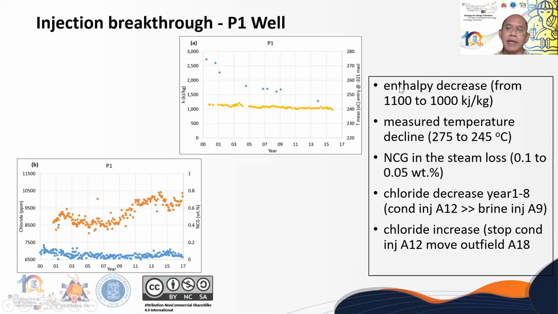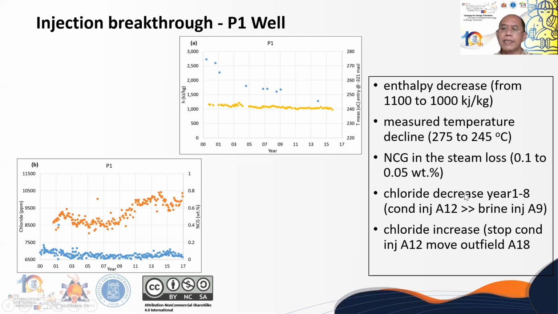The surveillance data show the enthalpy decreased from 1100 to 1000 kilojoule per kilogram. The measured temperature declined from 275 down to 245 degrees centigrade. The NCG in the steam is quite low, 0.1 down to 0.05 weight percent.